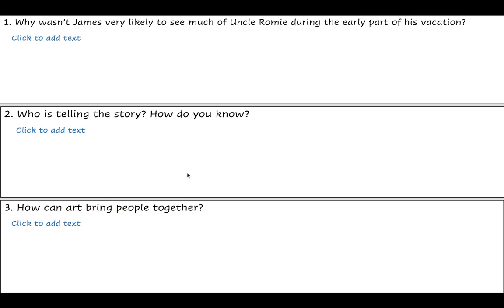Okay, so question 1, why wasn't James very likely to see much of Uncle Romie during the early part of his vacation? Well, if I wanted to restate this, I can say James wasn't very likely to see much of Uncle Romie during his vacation because. And then go ahead and find evidence in the book that shows you why he will not see Uncle Romie a lot. Number 2, who is telling the story? How do you know?